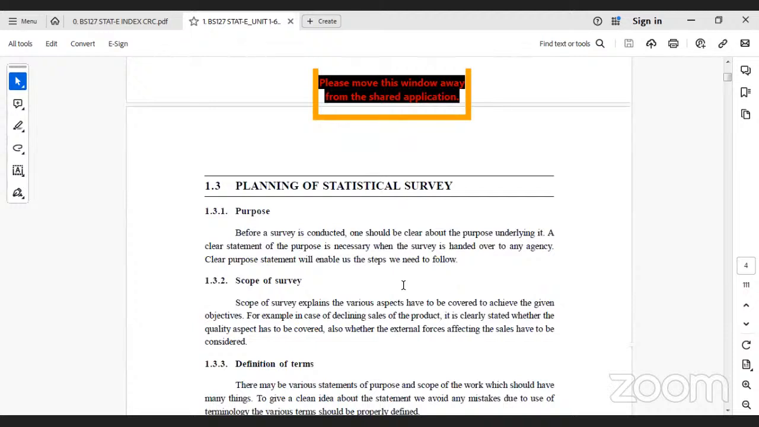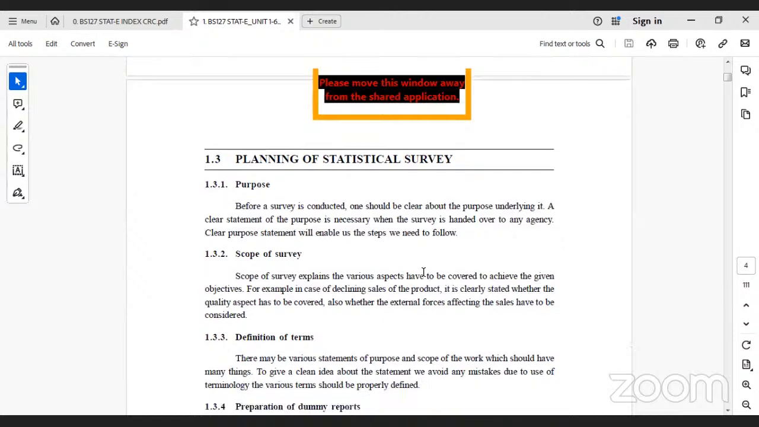Planning of statistical survey, the most important question for your exam. What is its purpose? They will ask you the purpose here. Before a survey is conducted, one should be clear about the purpose underlying it. A clear statement of the purpose is necessary when the survey is handed over to any agency. A clear purpose statement will enable us to know the steps we need to follow.